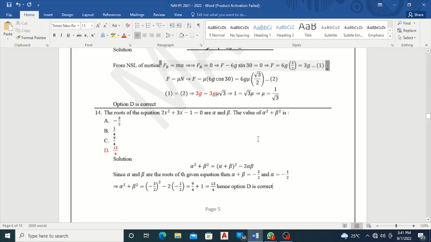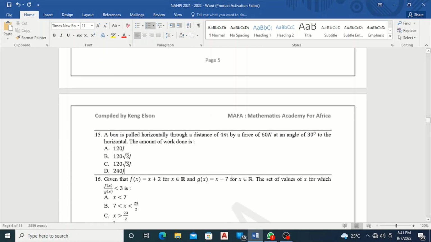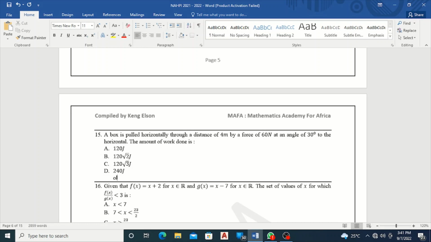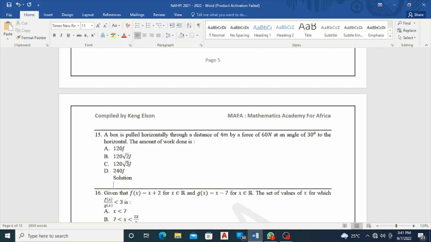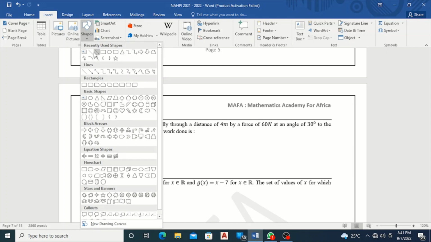Alright, so the last question for this video. You also require me to draw a diagram, so I'll try my best to be fast so that the video should not be longer. A box is pulled horizontally through a distance of 4 meters by a force of 6 Newton at an angle of 30 degrees to the horizontal. The amount of work done is, okay, so first I will need to indicate what is happening.